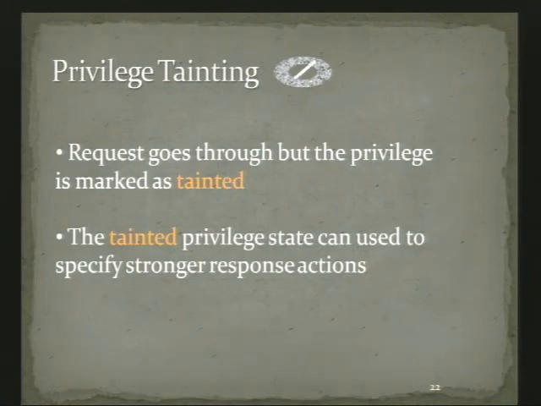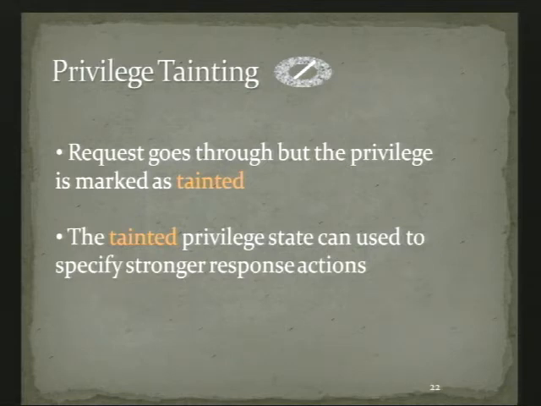It's a very simple concept. The request still goes through. If you mark a privilege as tainted, the request just goes through, but it essentially means that the detection engine does not have too much confidence in the anomalous request, in the anomaly that it has detected. So that has to be conveyed to the response engine in terms of, let's say, a confidence parameter of the anomaly assessment.